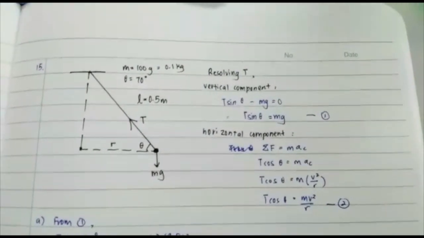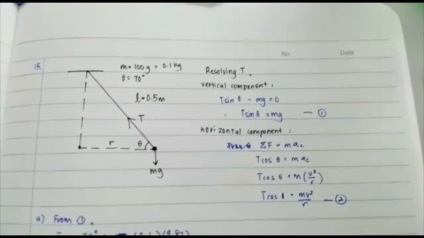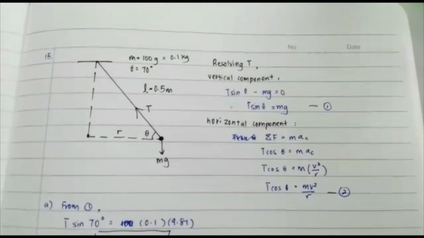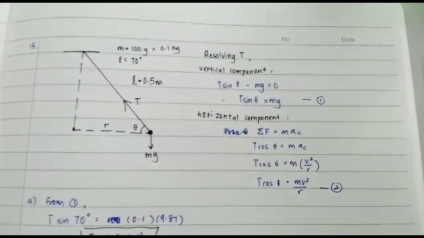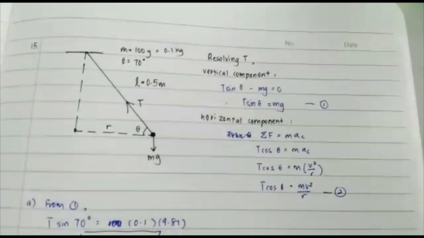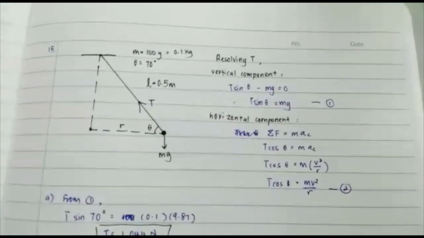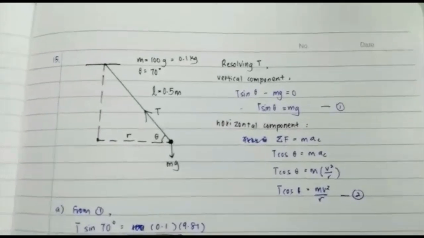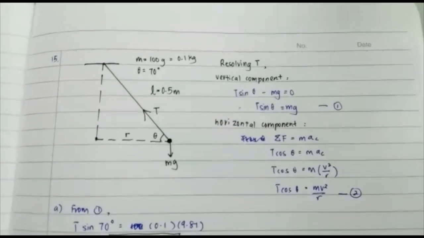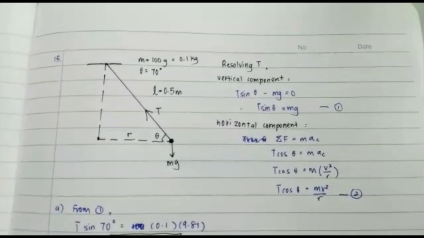So the vertical component, because this pendulum is not moving in the vertical plane, so what I know is sigma F equals zero. So summation of F will equal to 0. So my sigma F is just the vertical component, which is T sin theta minus mg.